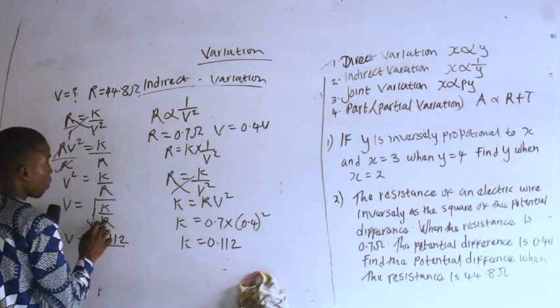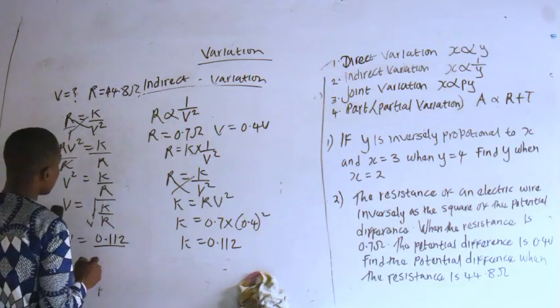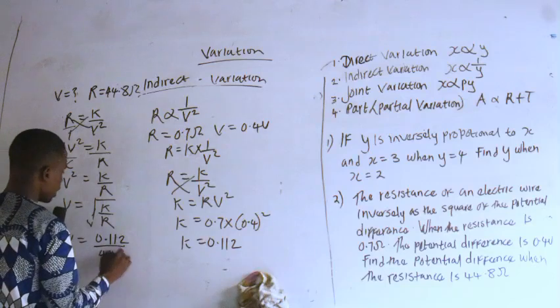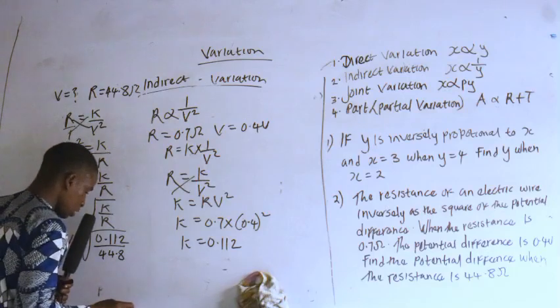0.112 all over our R. They have already given us here, which is 4.8. And what is the answer?